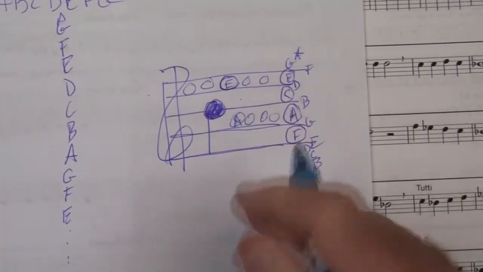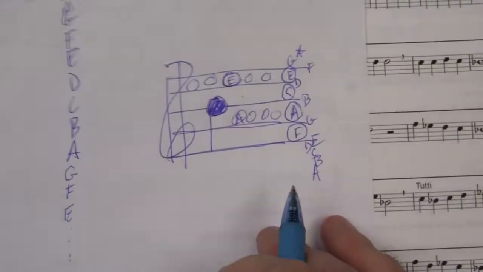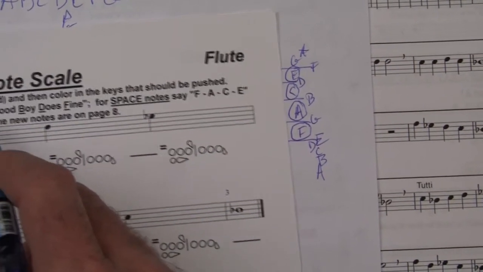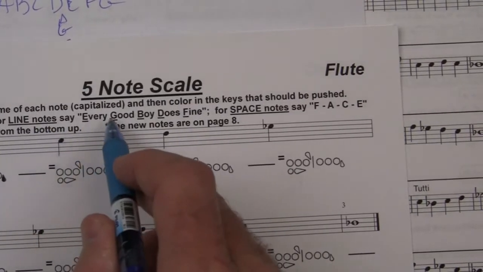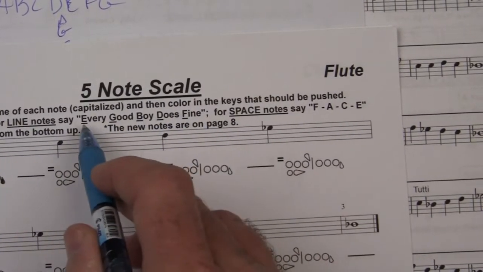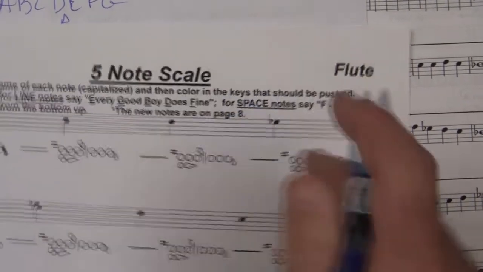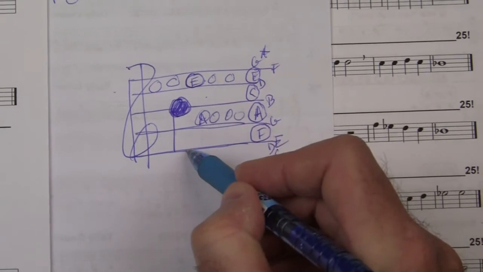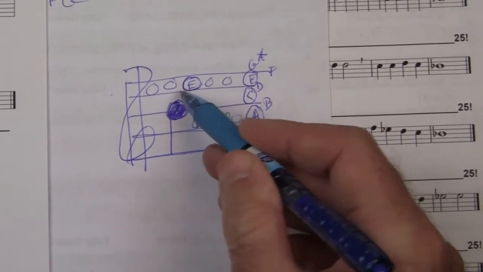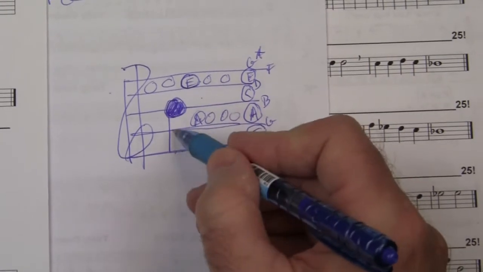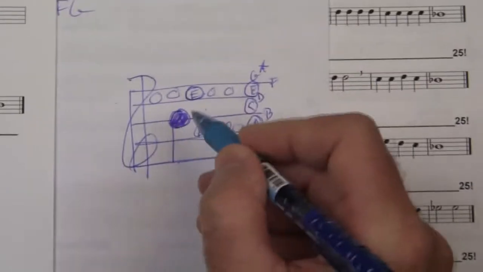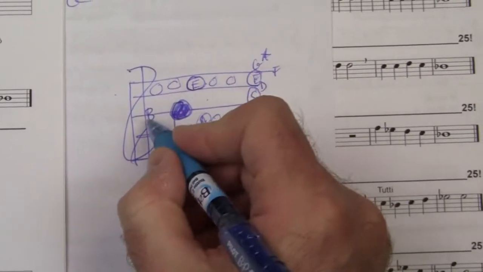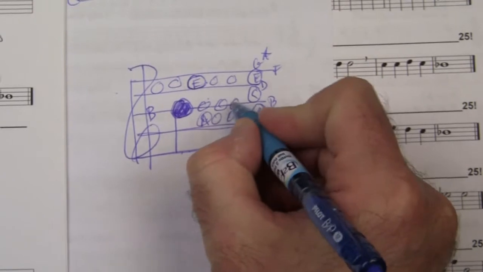But what about line notes? Well, for line notes, for treble clef, we say, every, whoops, can you see that? Sorry. Every good boy does fine, to help us remember E, G, B, D, F. So let's take a look at that. Here we go. Go from the bottom up. Every good boy does fine. Every good boy. Stopped on B because that's the line that note is on, and so that's going to be a B note. And every note on that line is going to be a B note.